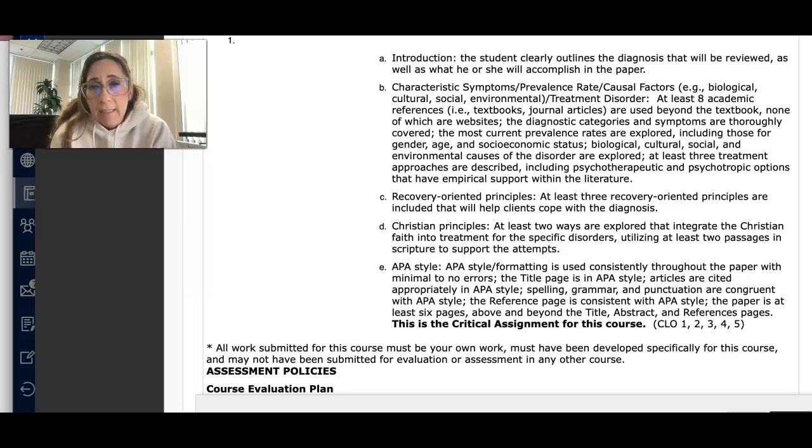At least 8 academic references are used beyond just our textbook, right? So look at your academic journals, things you have access to. You're going to look at recovery-oriented principles. At least 3 recovery-oriented principles are included, as well as Christian principles, and of course in APA format.